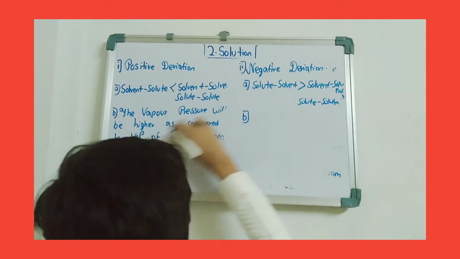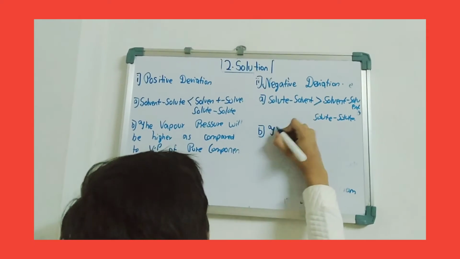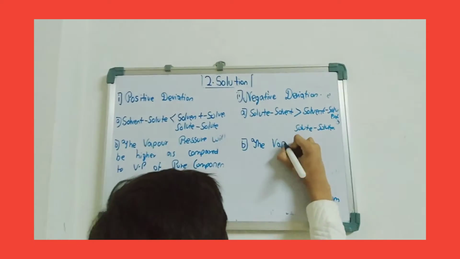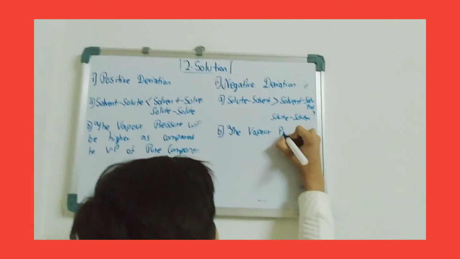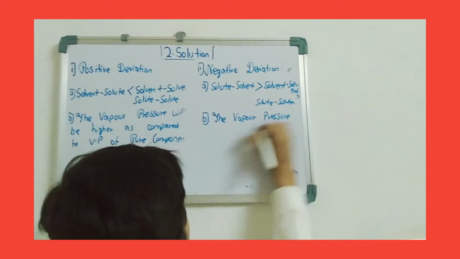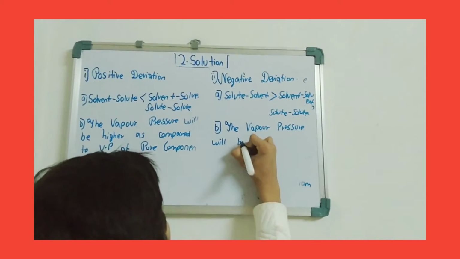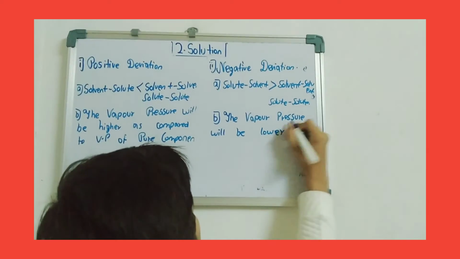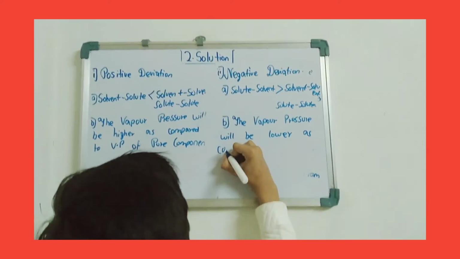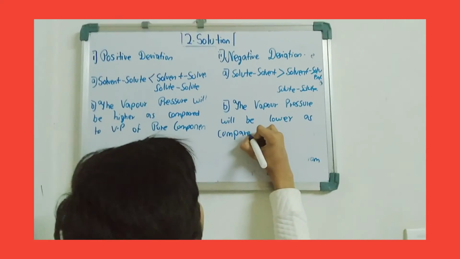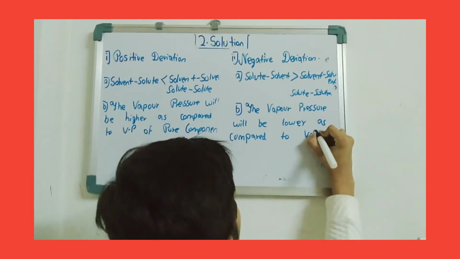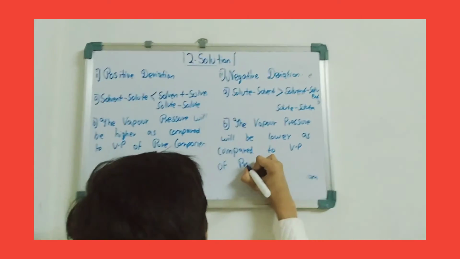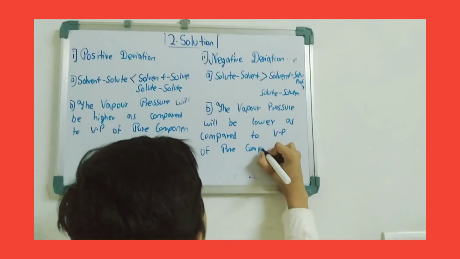The second point is that here the vapor pressure will be lower. The vapor pressure will be lower as compared to the vapor pressure of the pure component.